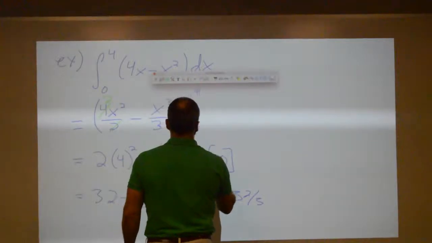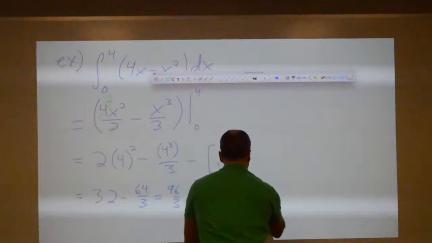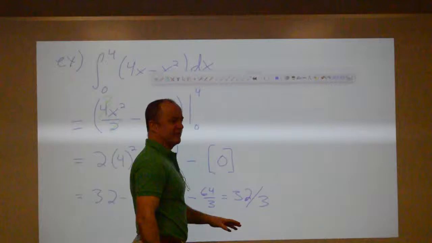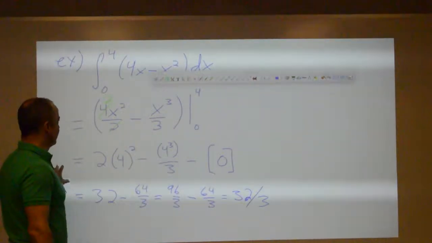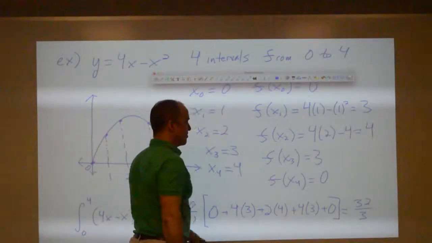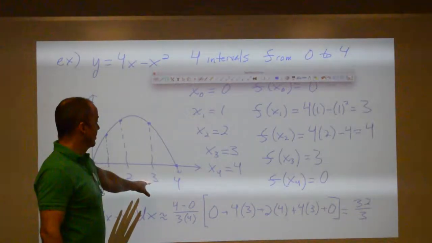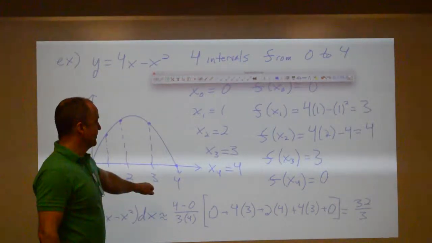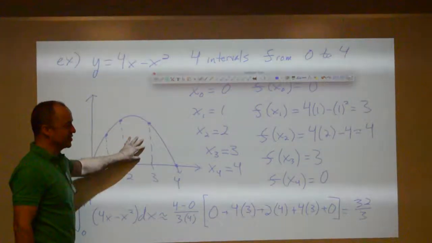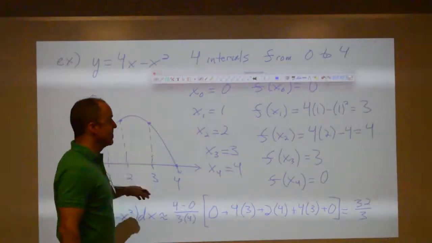Does that look familiar? Yep, it's what we just got. Why would an approximate method with only 4 intervals give us the exact same thing? We do the actual antiderivative, we get 32 over 3. We do the approximation, we get 32 over 3. Is this a trick question? It's a little bit of a trick question actually. If we used a ton of intervals, we should start getting close to the right one, right?